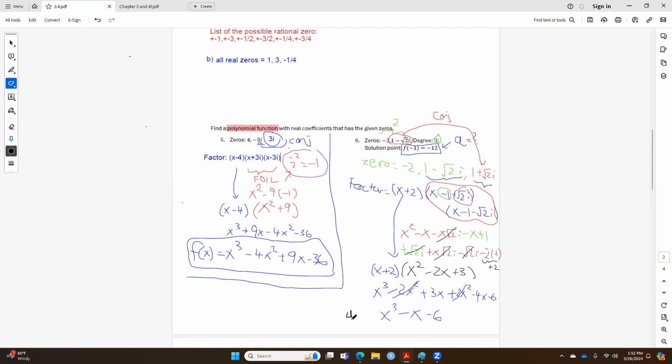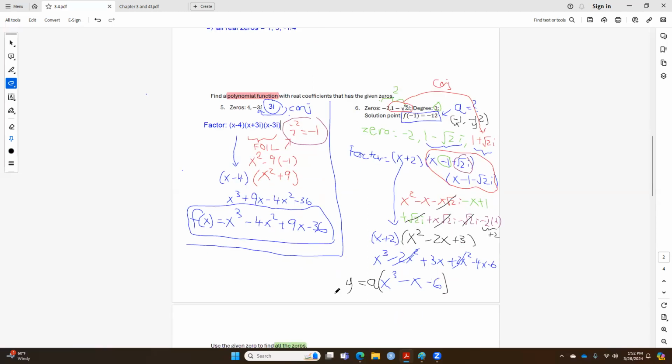So that means that y in this case is equal to a times x cubed, this whole thing. Why the a appeared here and not in question 5 is because of this solution point. If you look at this solution point, you can write this in coordinates. The coordinates here say x is -1, y is -12. So what you do is plug these x and y values into your equation here, and you solve for a.